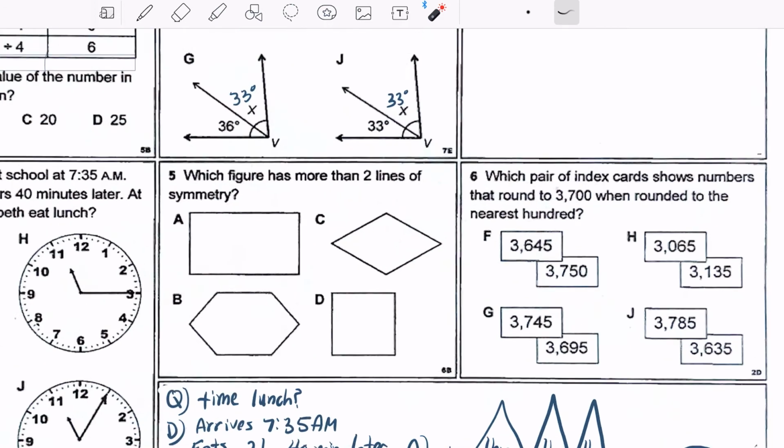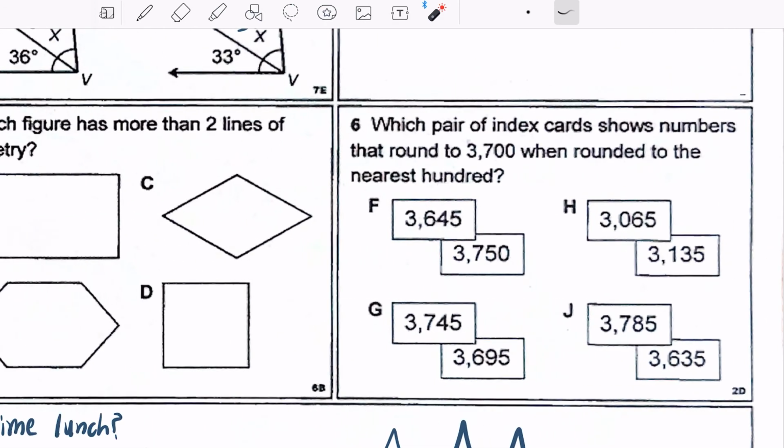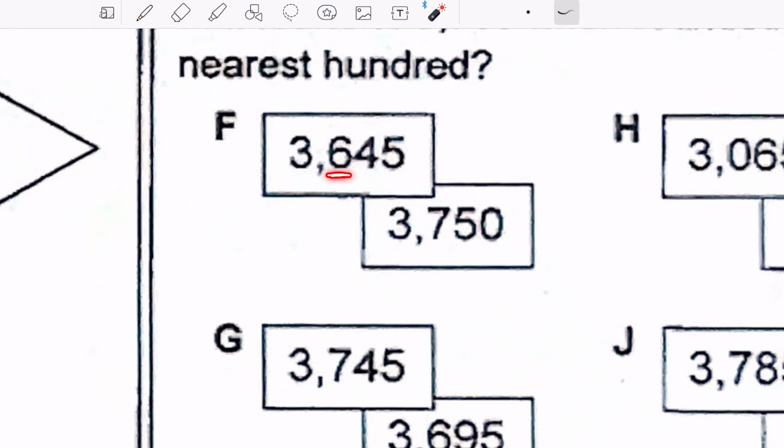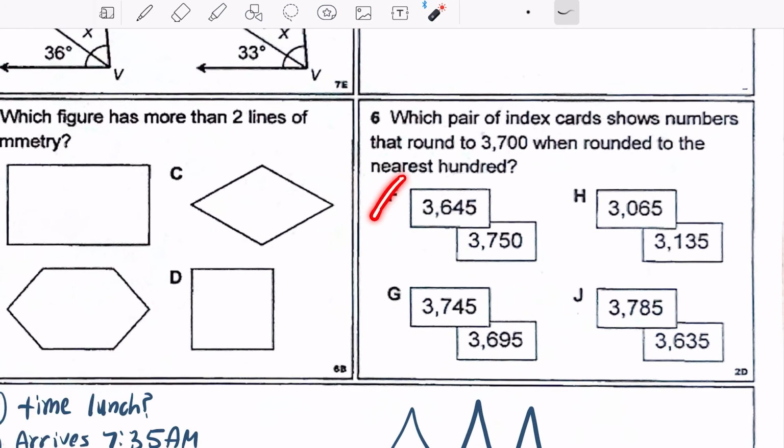And then finally for this one, they're asking you which pair of index cards shows numbers that round to this number when you are rounding to the nearest hundred. So remember, you need to round each of these numbers to the nearest hundred. And remember, to do that, this is the hundreds place. You circle the 1 next to it. So the 4 cannot bring the 6 up, so it stays as a 6. So this one would just be 3,600. So I already know that this cannot be the answer because this number does not round to 3,700.